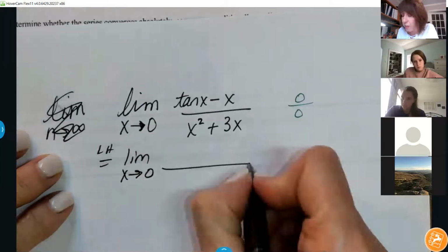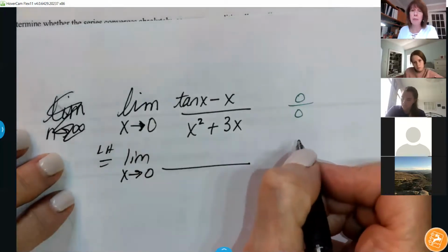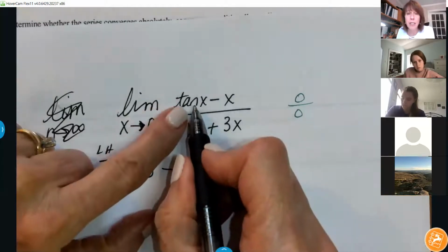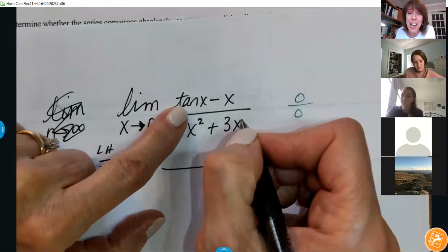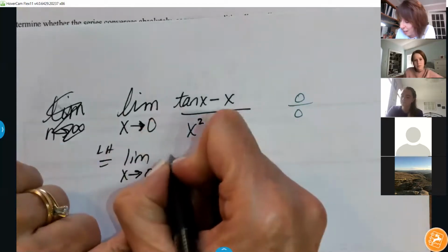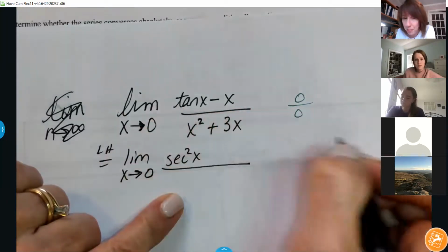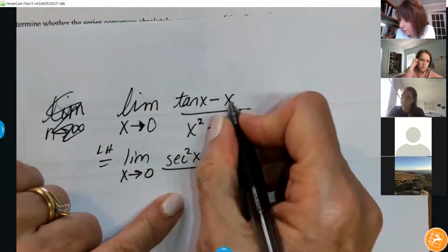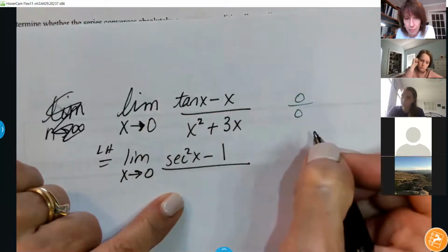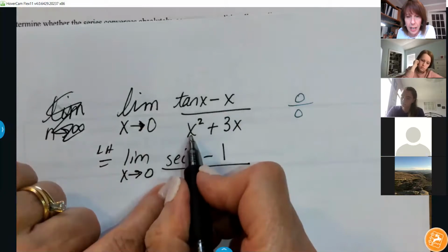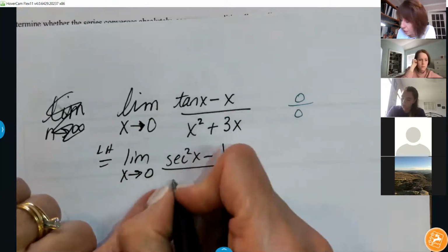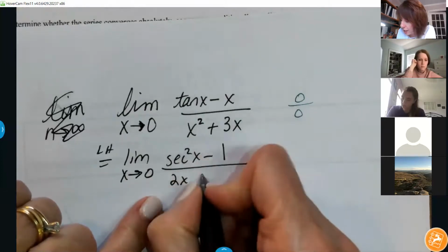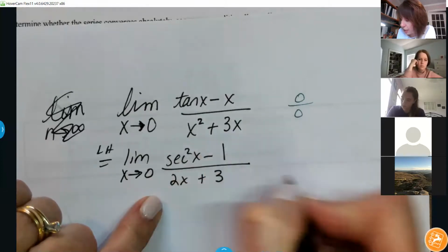we're taking the derivative of the top and the derivative of the bottom. So the derivative of tangent x, gosh, it's been a little while now. Derivative of tangent is secant squared, right? Derivative of x is just 1. And then the derivative of x squared is 2x. The derivative of 3x is 3.